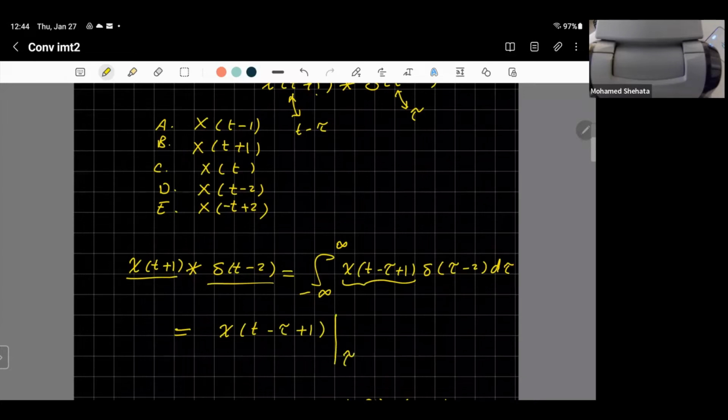So the function will be x of t minus tau plus 1, and you substitute by tau. Why am I saying by tau? Because you are integrating with respect to delta tau. What is the value of tau we're going to use? You look at this one. Simply you can make this equation equal 0, so it'll be 2. So you go for the expression, you have x of t minus tau, and tau is equal to 2, plus 1. So it will be x of t minus 1. So the right answer is x of t minus 1, the first one.